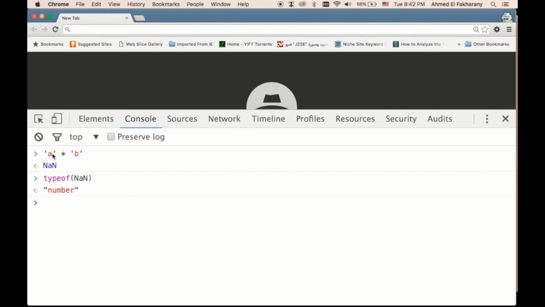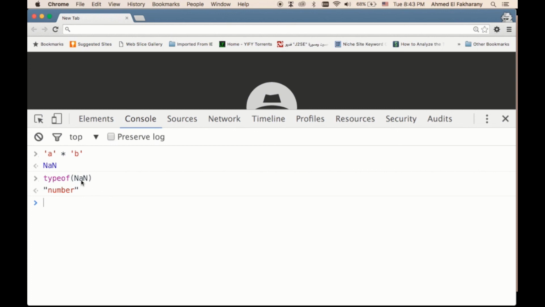But since it couldn't convert 'A' to a number, because 'A' does not represent any number whatsoever, and 'B', the same thing, does not represent any number, the result was a number, because the type of operation was multiplication that should work on numbers, but because nothing could be returned, it's a NaN or not a number. You will see NaN in your code whenever JavaScript was trying to perform a mathematical operation or an operation that should yield a number, but for some reason it couldn't.